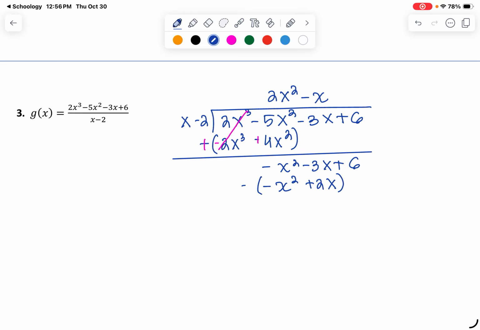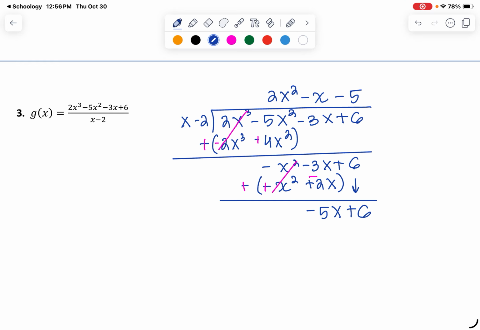Put it in parentheses, subtract it off. I don't like subtraction, so change it to add the opposite. These cancel because they always will. Negative 3x and negative 2x is negative 5x. Drop that 6, start over from the beginning. What do you multiply an x by to get a negative 5x?